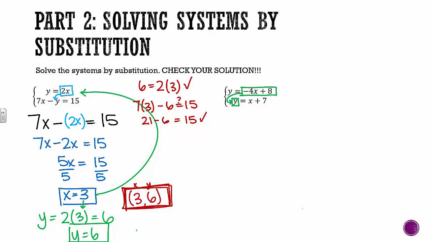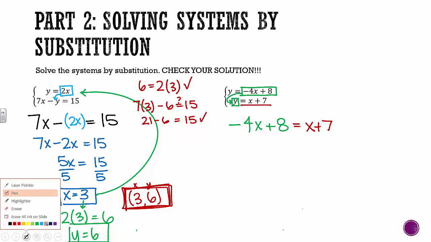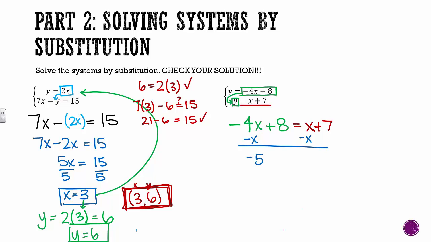So that means if I take this green stuff, negative 4x plus 8, has to equal this other stuff, x plus 7, because I replaced it. Instead of writing y, I'm going to write what y equals. And now this is an equation that everyone should feel confident solving. I'm going to move this x over here, and then subtract 8 from both sides. And if I divide by 5, I get that x is 1/5.